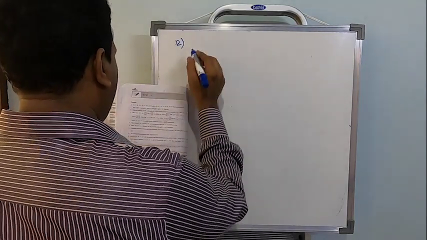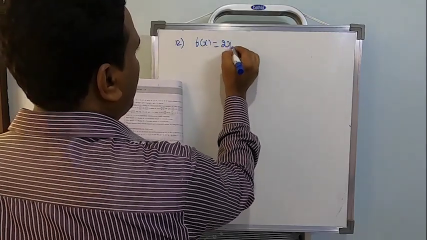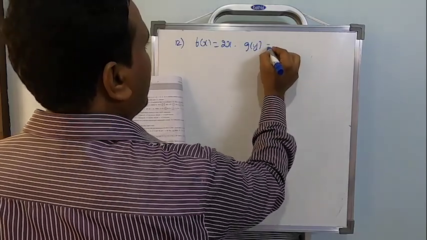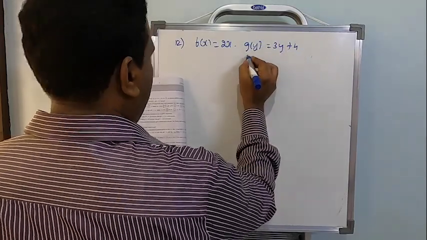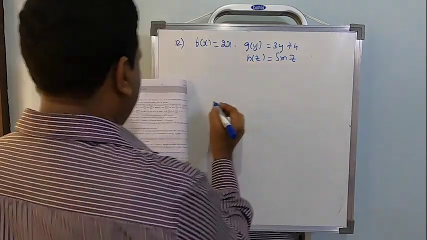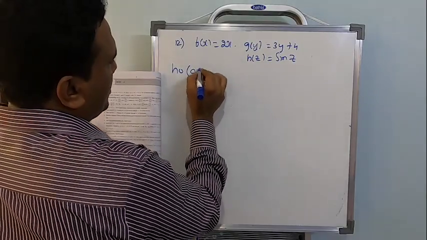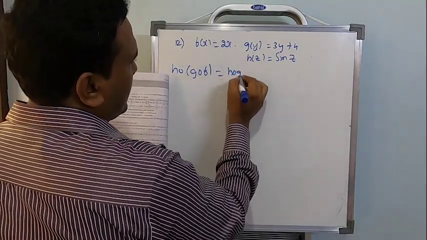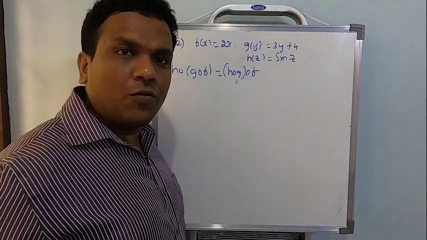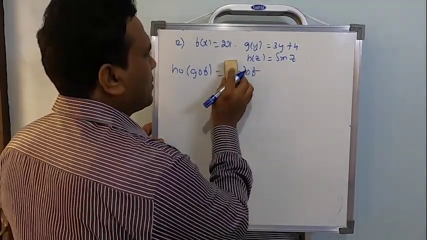Problem number 12, what is given to us? They have given f of x equal to 2x, g of y equal to 3y plus 4, and one more, h of z is equal to sin z. Then they said you have to show that (h of g) of f is equal to h of (g of f). So far we learned composition of two functions, right? Now composition of three functions. Quite simple, nothing to worry.